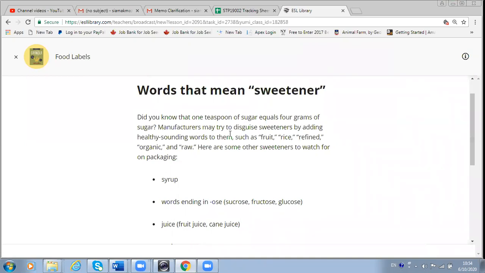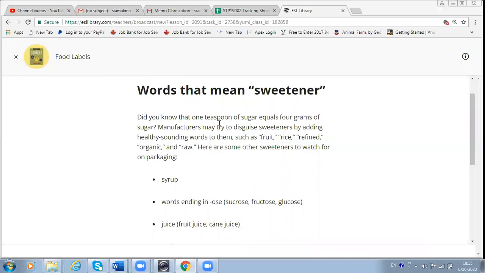Manufacturers may try to disguise sweeteners by adding healthy sounding words to them, such as fruit, rice, refined, organic, and raw. Here are some other sweeteners to watch for in packaging.